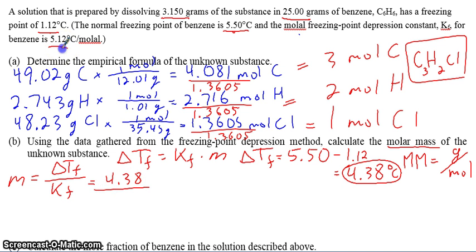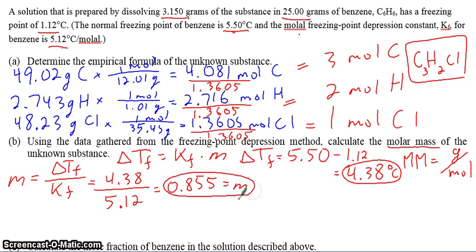Kf is given to us as 5.12. If we calculate this correctly, we should get a value of 0.855. Now this is the molality again. This equals molality, the second piece of information. And now we recognize that molality is actually moles over kilograms of solvent. So to solve for moles, we have the molality times kilograms.